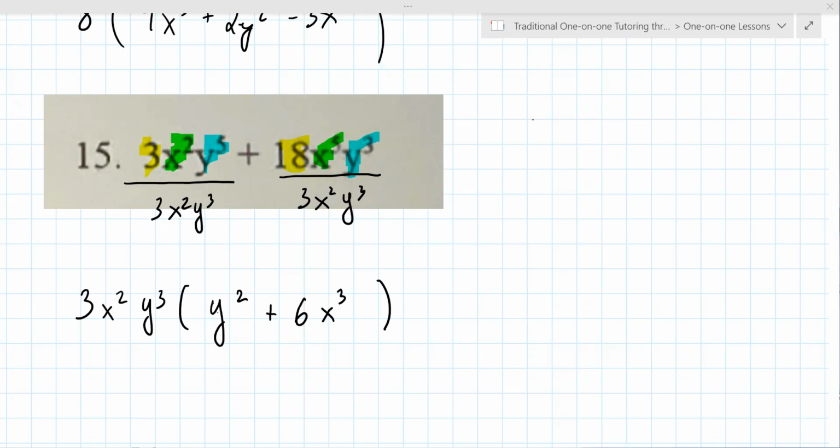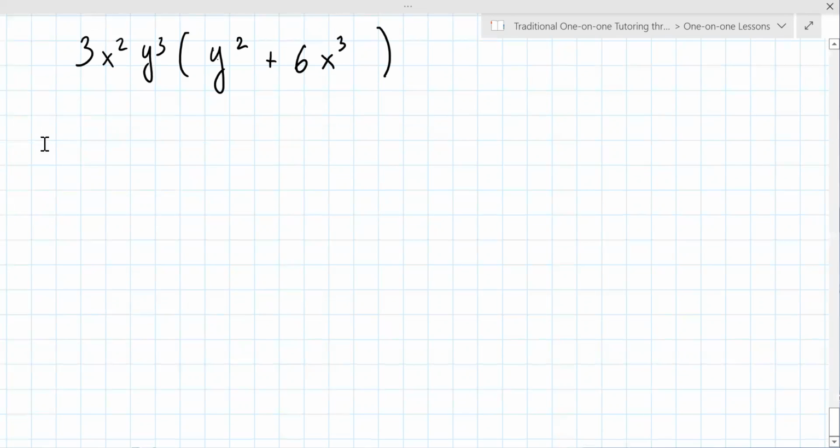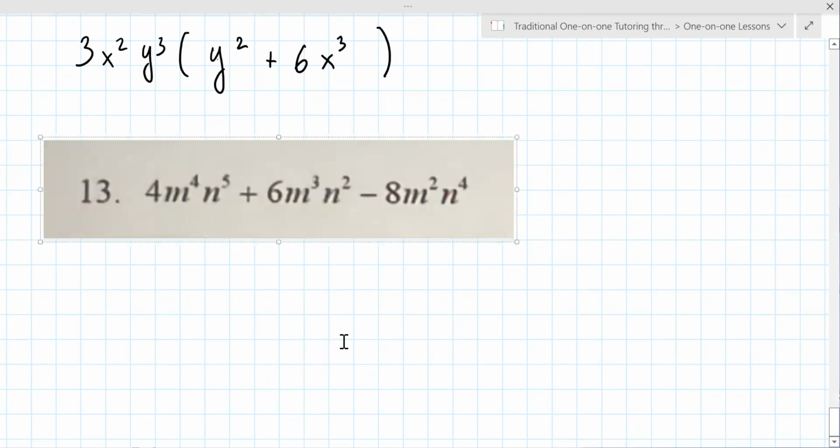All right, last one on this page is 13, I believe. This one is very similar to the one we just did. Let me know when you're ready to go on this one.